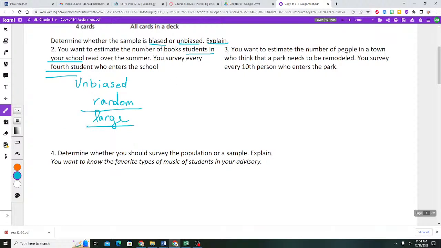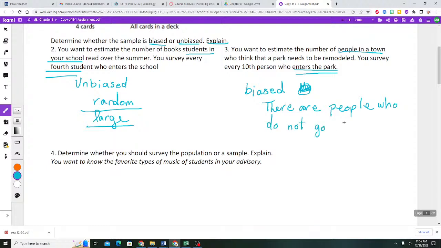You want to estimate the number of people in a town who think the park needs to be remodeled. You survey every 10th person who enters the park. Well, the problem is that maybe not everybody enters the park. So this is biased because there are people who do not go to the park.